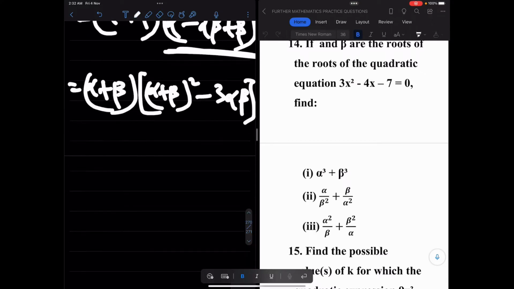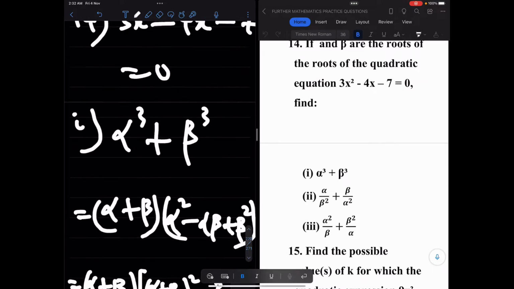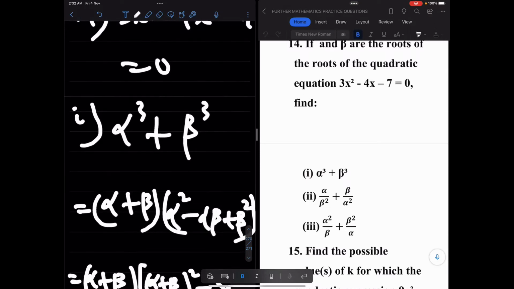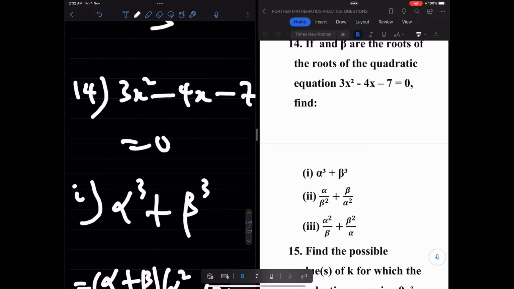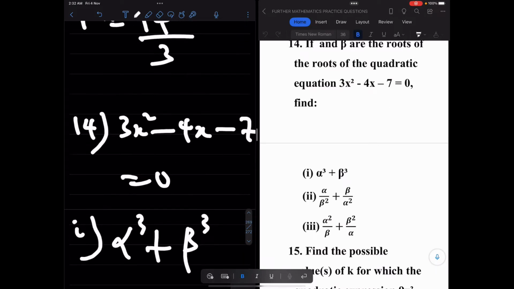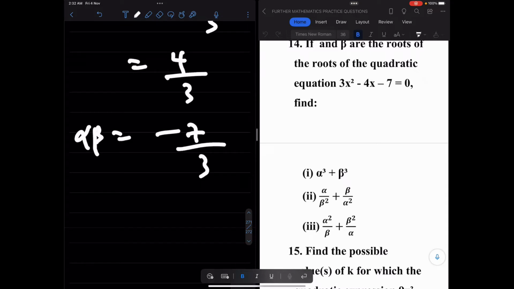And that simply means, what's alpha plus beta and alpha beta from the equation given? Alpha plus beta is minus b over a, that's minus into minus 4 over 3. Let me write that first. Alpha plus beta is minus b over a, which is 4 over 3, while alpha beta is c over a, which is minus 7 over 3.